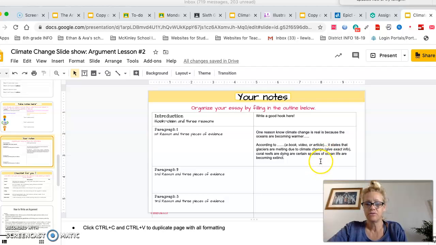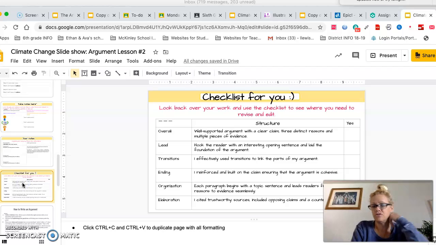And coral reefs are dying, and certain species of ocean life are becoming extinct. So those are some pretty strong claims, but I need to back it up with support, and that's what my job would be. This is just a checklist for you to continue to go back to. You don't need to do it all right now because you're just doing your introductory paragraph, but be thinking about your lead, your opening sentence, transitions, transitional words, however, then, all those words we've talked about. And a good ending, a good conclusion, is really important.